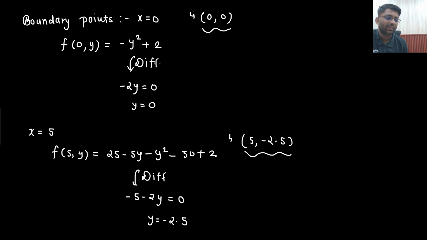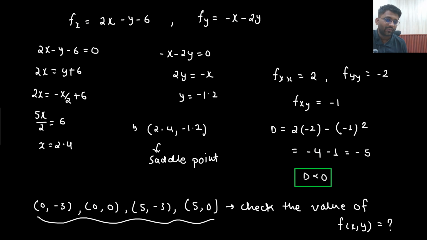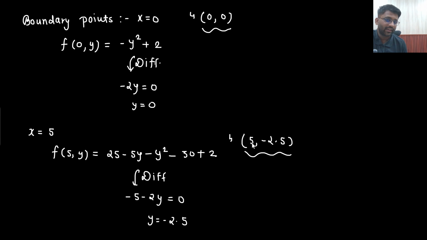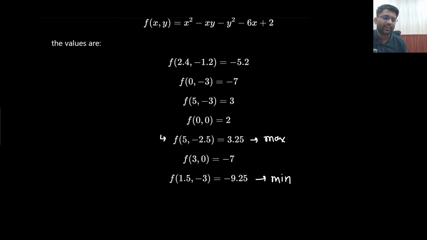5 comma minus 2.5. Will that be lying in the range? Absolutely. X equals 5 and y is minus 2.5. Is it lying in the range? Yes. X equals 5 and y is minus 2.5. Yes, it is lying in the range only. So at this point, what value are we getting? We are getting 3.25 and 1.5 comma minus 3. Yes, this is also lying. What value are we getting? Minus 9.25. So all these values we need to check and then we will be able to comment on the maximum and minimum value.